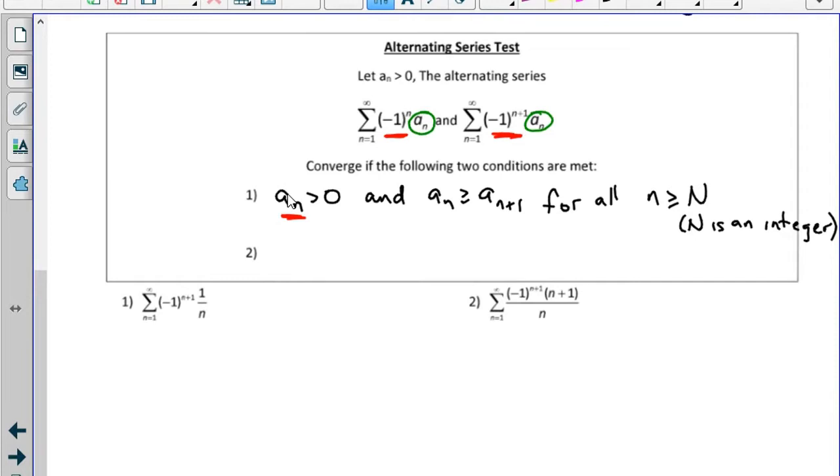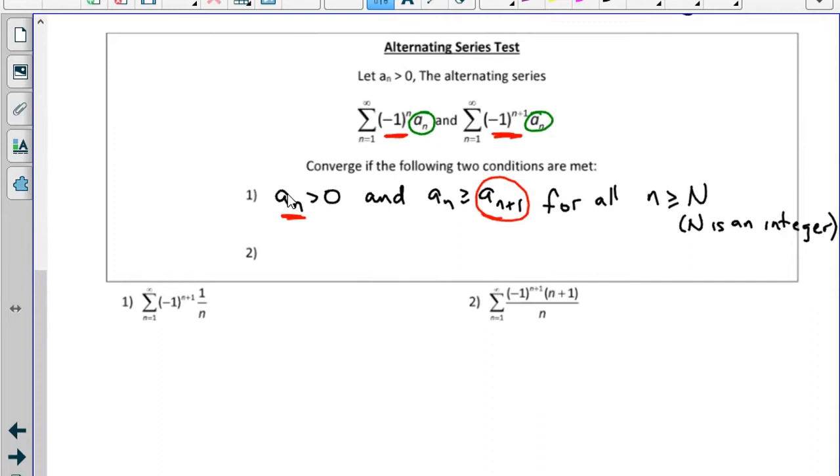And we also have to have each successive term, so that means a to the n plus 1, has to continue to be getting smaller and smaller after some point. It doesn't have to keep getting smaller at the beginning, but after some point, and it doesn't matter where, let's say after the 50th term or after the 100th term or even after the second or third term, at some point, it has to constantly be getting smaller and smaller, or else it doesn't really work.